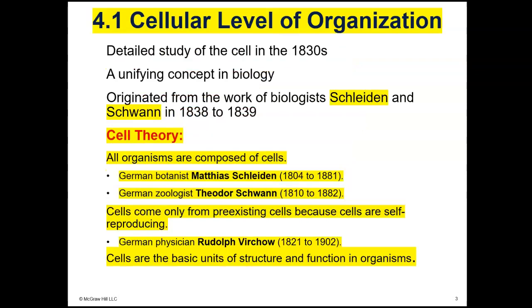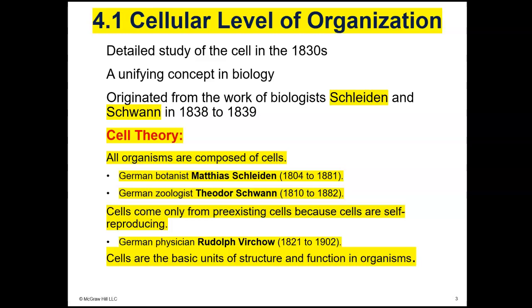In section 1, the focus is on the cell theory, which has 3 parts. The first part of the cell theory says that all organisms are composed of cells. 2 scientists are given credit for discovering or determining that first component of the cell theory.